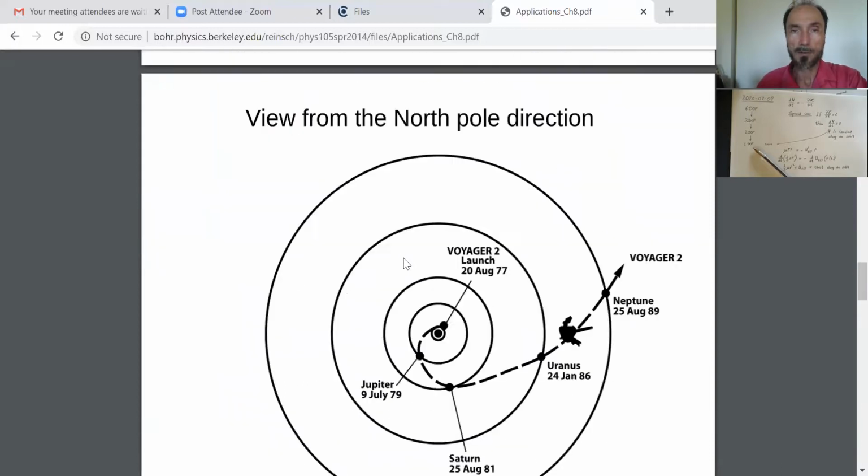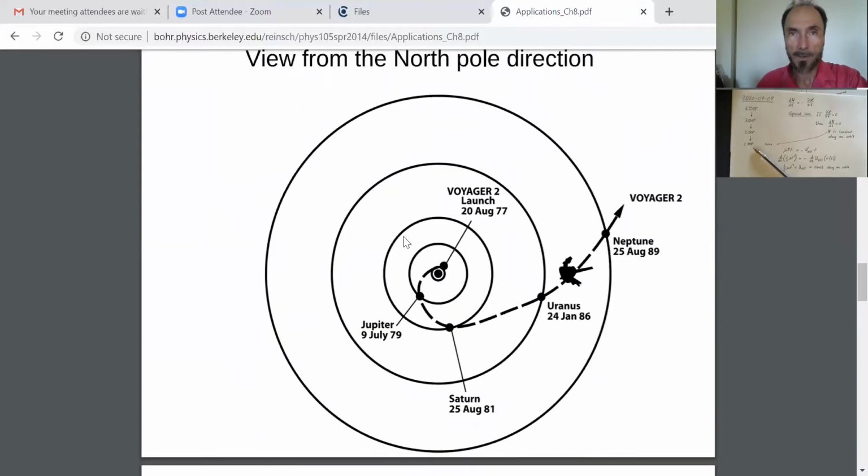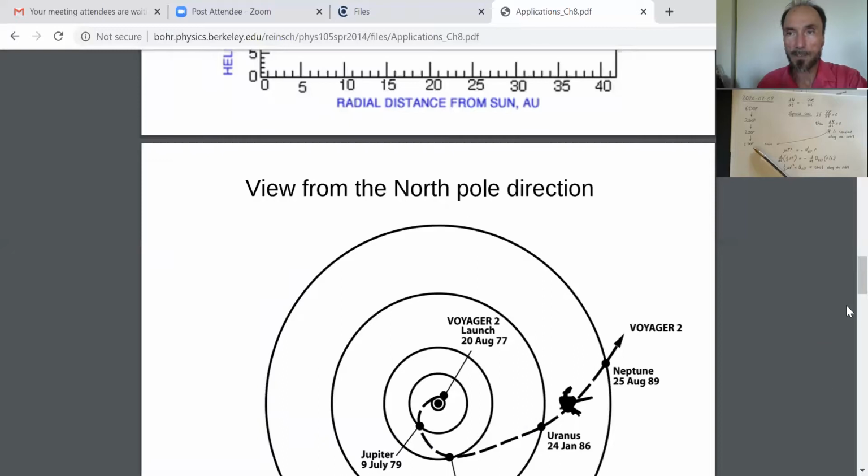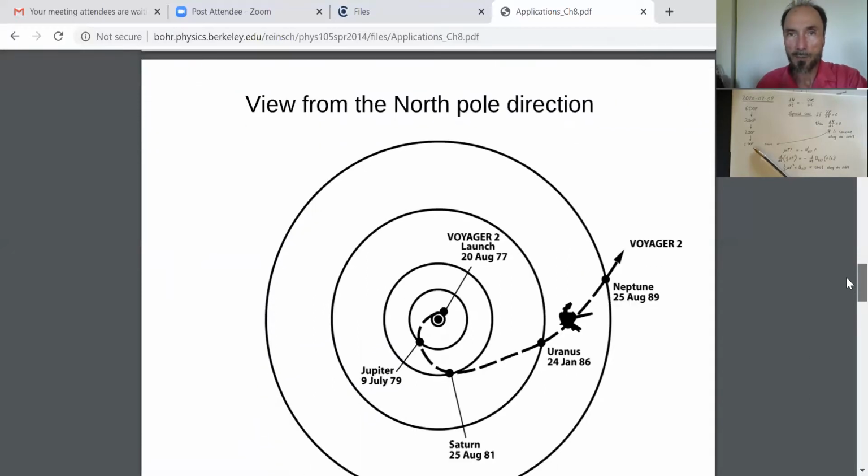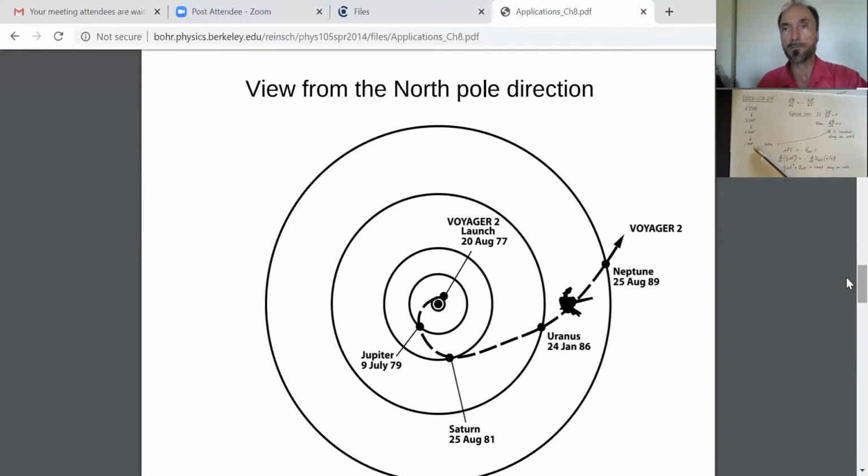Okay, let's go on to the next. Now here I say view from the North Pole direction. I know that's a funny choice of words, but the important thing is when you look at the solar system, you have all of these objects revolving around the sun. We're talking about the major objects like the planets. And as you know, the sun rose in the east this morning. There's a sense of rotation.